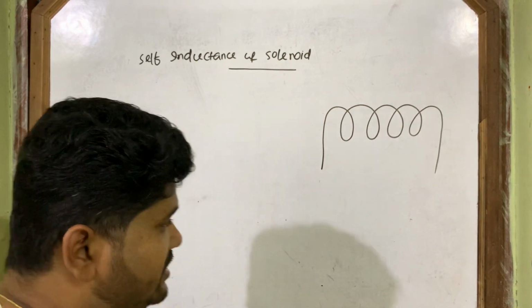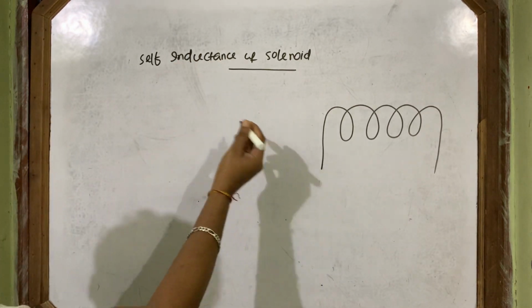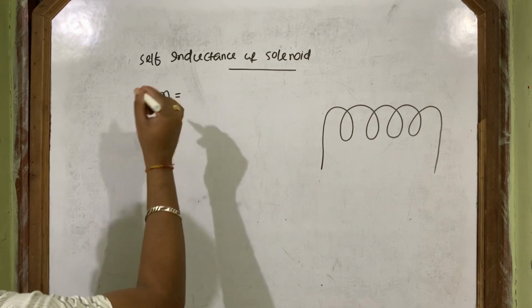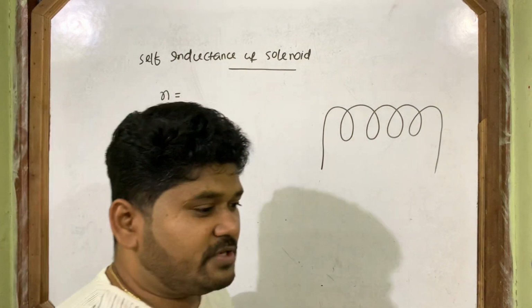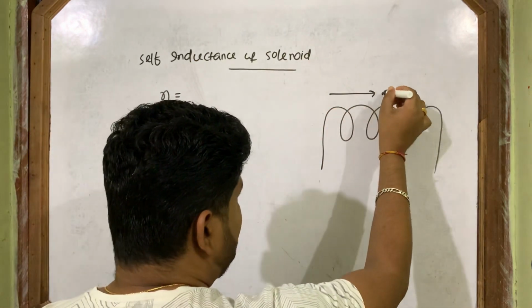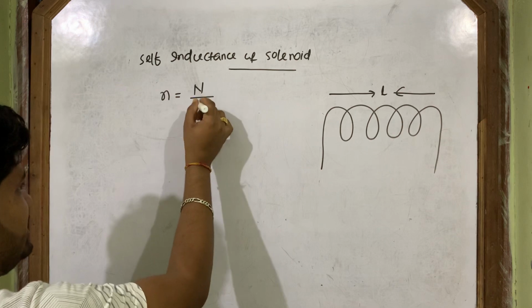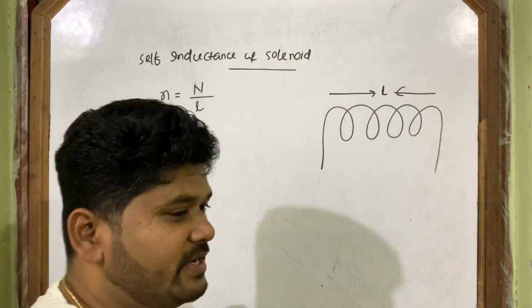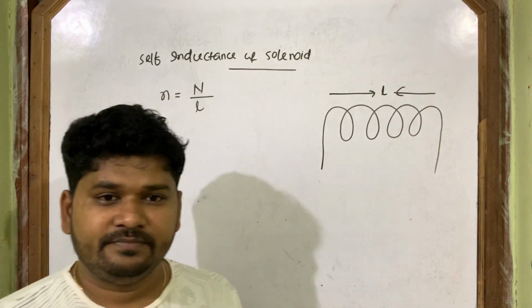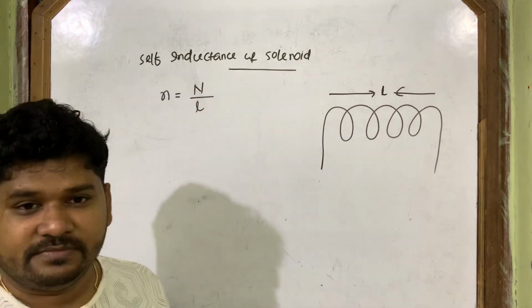Okay, this is the solenoid. So now let's first write the constants. What constants will we use here? Small n. This is the number of turns per unit length. If the length of the solenoid is L and the total number of turns is capital N, then small n is equal to capital N by L, the number of turns per unit length.